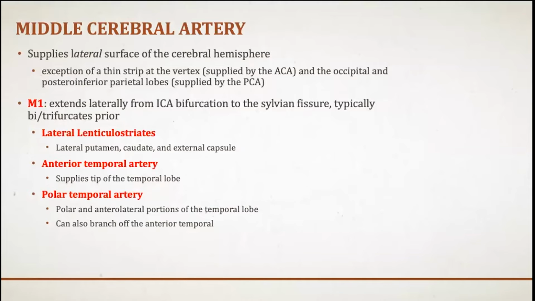In general, these arteries are so small that you can't normally appreciate each individual artery, but you can see their vascular supply on an angiogram, a diagnostic angiogram. The one other major branch from the M1 is the anterior temporal artery, and this supplies the tip of the temporal lobe. So it's usually the first branch that you can see on angiogram from the M1 MCA. And then there's a polar temporal artery. This is supplying the polar and the anterior lateral portion of the temporal lobe. And this artery, you can't always see on angiography, but it can also branch off the anterior temporal artery.